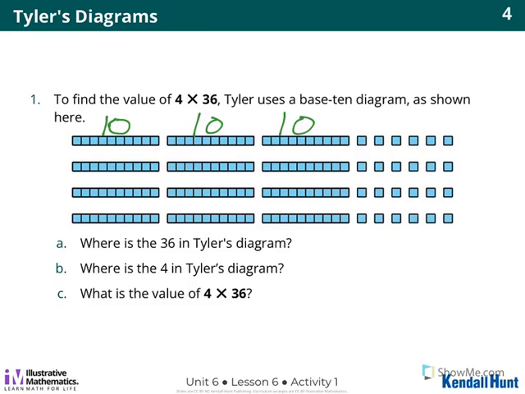Ones. And you guys just said there's 6, right? 5, 6. So I add these up and I get 36. Where is the 4 in this diagram? Quinn, where's the 4? The 4 in the last 4. So the last 4 ones.